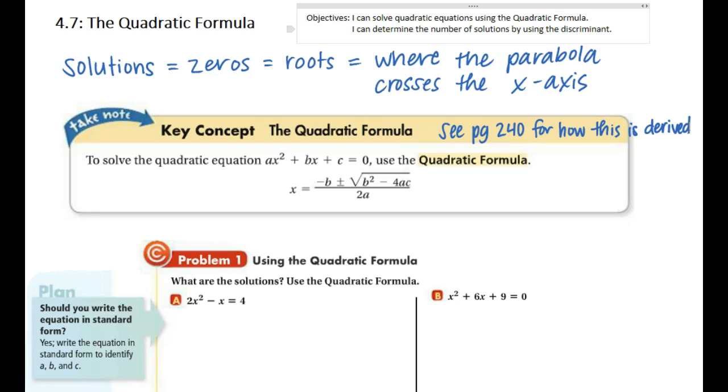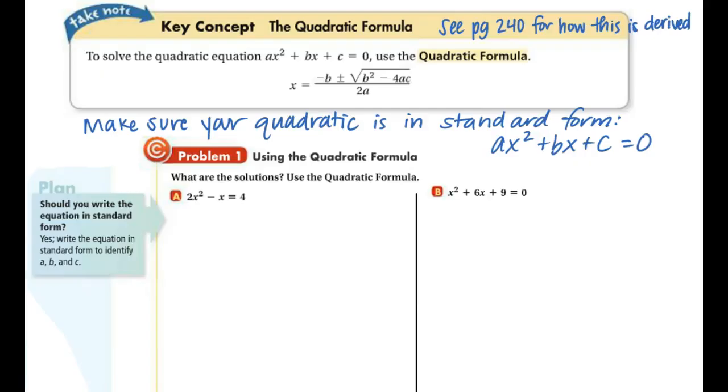So once you are given a quadratic equation, you want to put it in standard form and then identify what your a, b, and c values are, and then from there just substitute those a, b, c values in for the quadratic formula. So I'm about to show you how that works. Like I said, make sure your quadratic is in standard form. That means ax squared plus bx plus c, and it has to equal 0 because what we're looking for are the values of x when y equals 0.